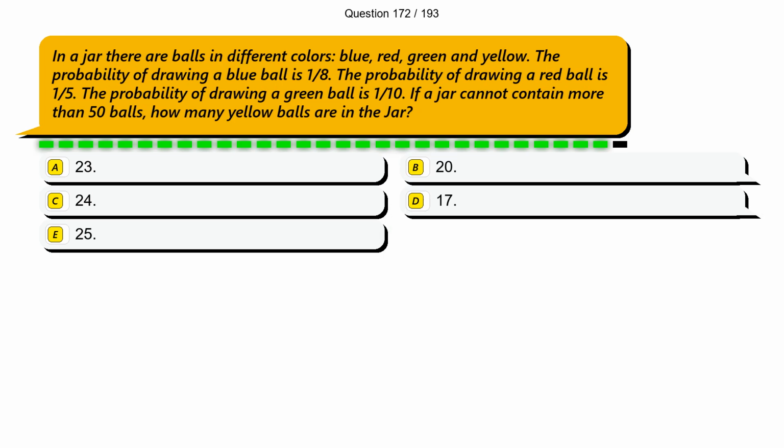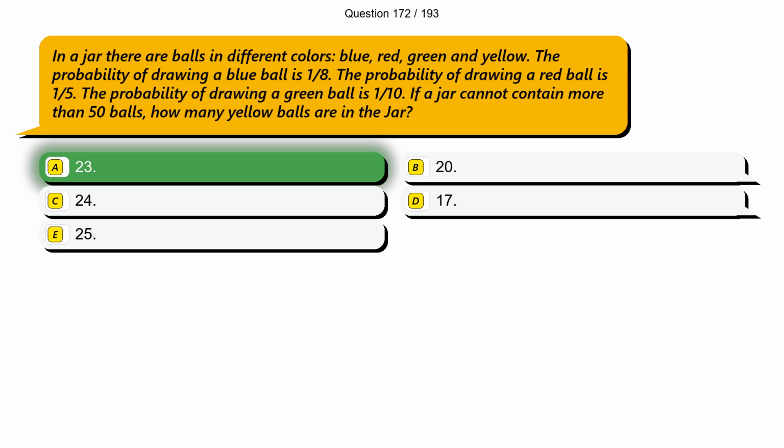Question 172. In a jar there are balls in different colors, blue, red, green and yellow. The probability of drawing a blue ball is 1/8. The probability of drawing a red ball is 1/5. The probability of drawing a green ball is 1/10. If a jar cannot contain more than 50 balls, how many yellow balls are in the jar? Option A, 23. Option B, 20. Option C, 24. Option D, 17. Option E, 25.